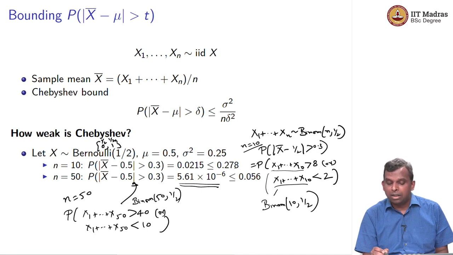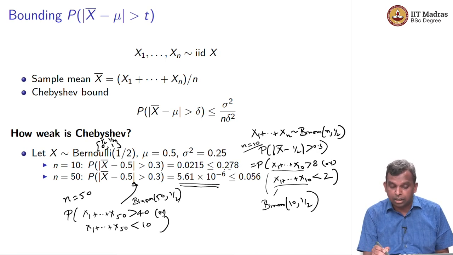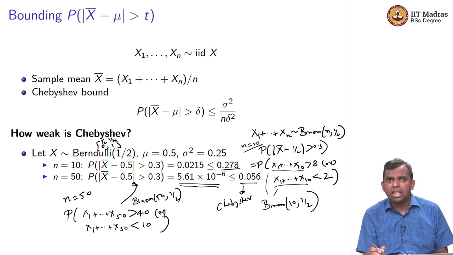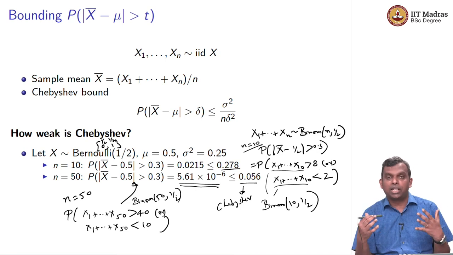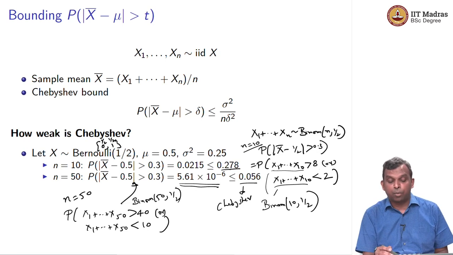But notice how the Chebyshev bound is also falling, but it's not falling so much. When n goes up 5 times, it's falling only by a factor of 5, right? So that's what you expect. It's this 1 by n behavior. While the actual probability is falling very, very sharply, an exponential fall, the Chebyshev bound is not keeping up, okay? So the Chebyshev bound is weak for this reason.